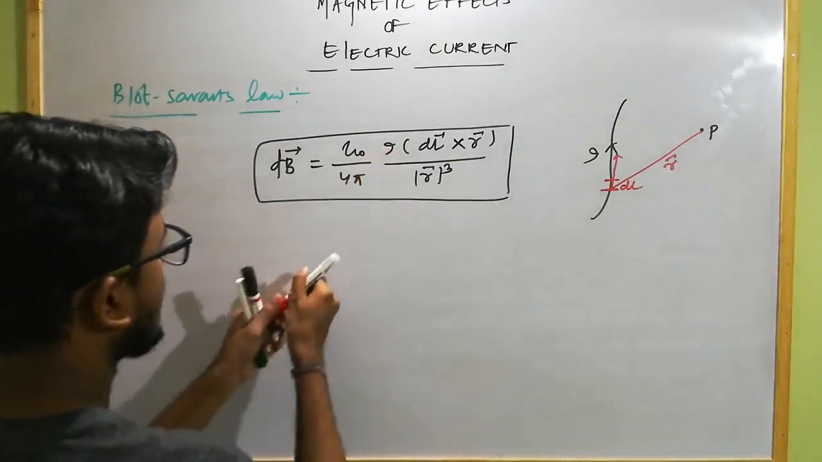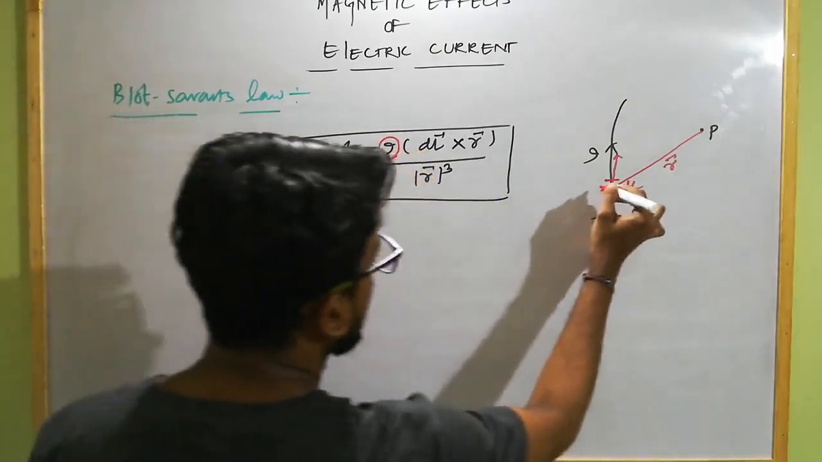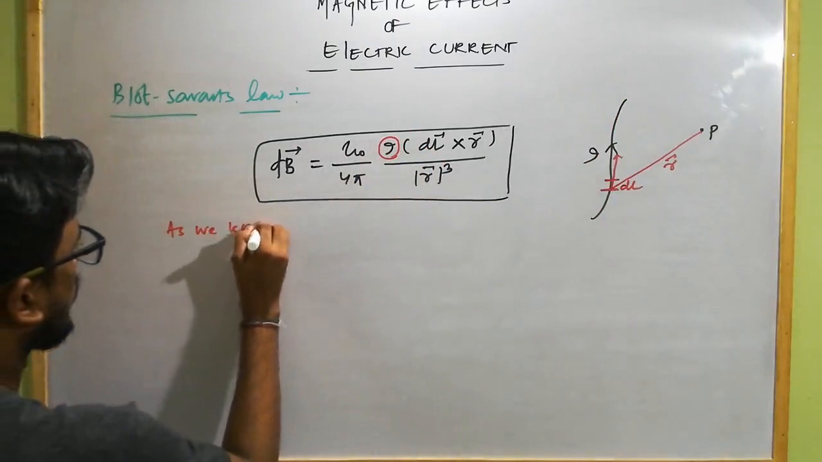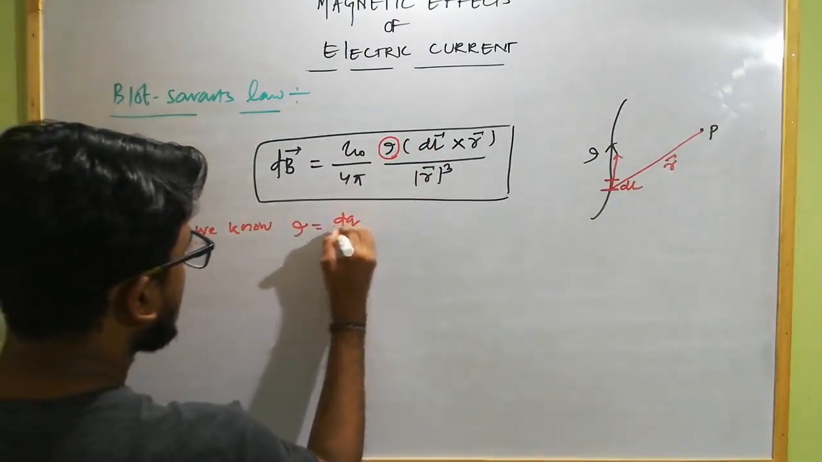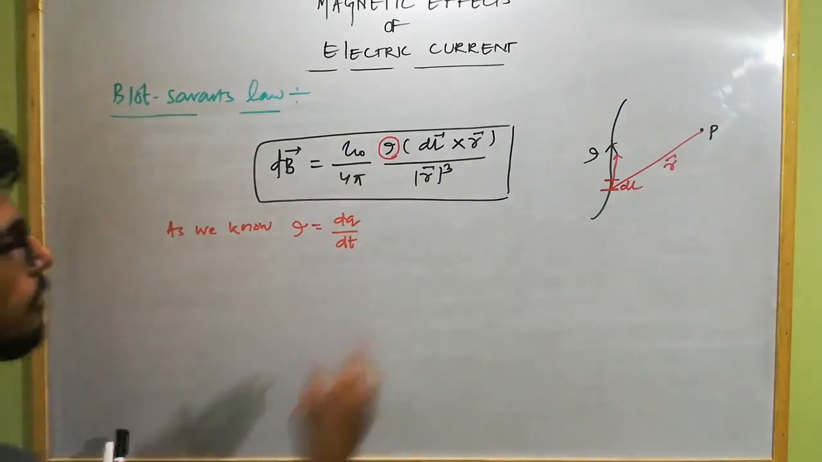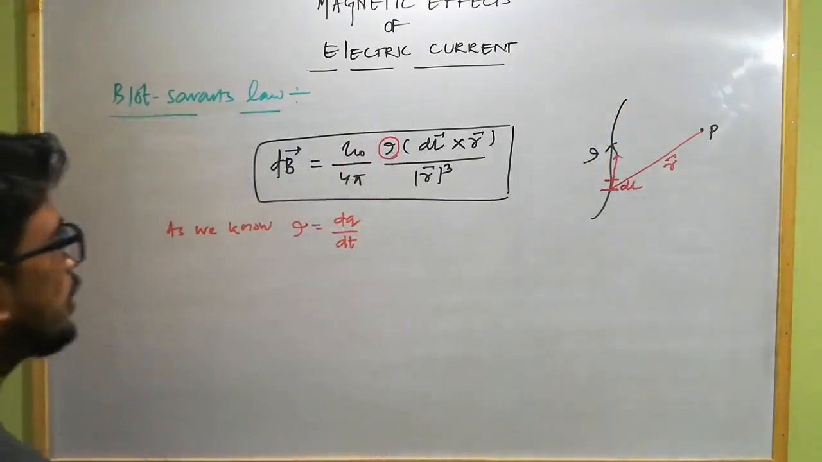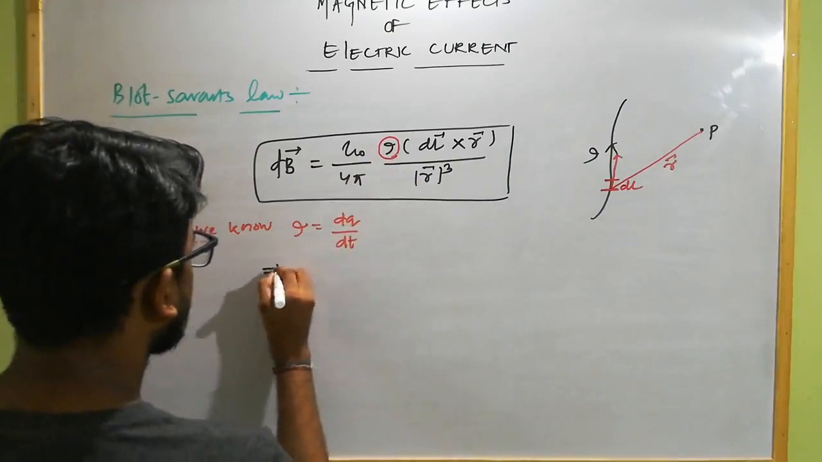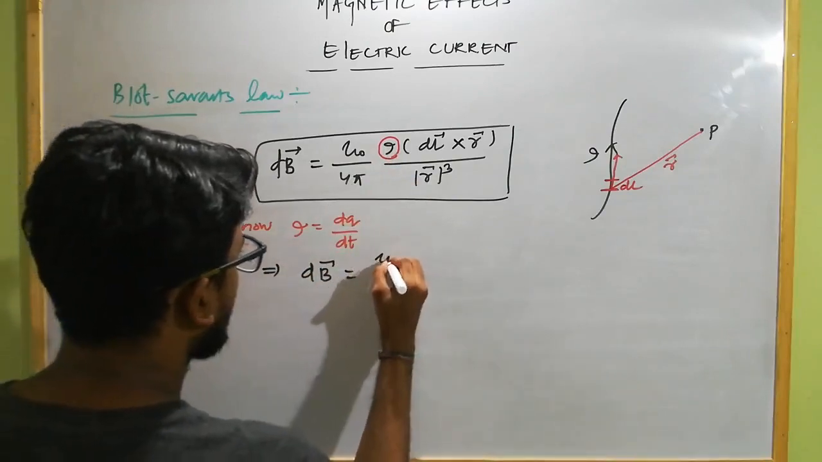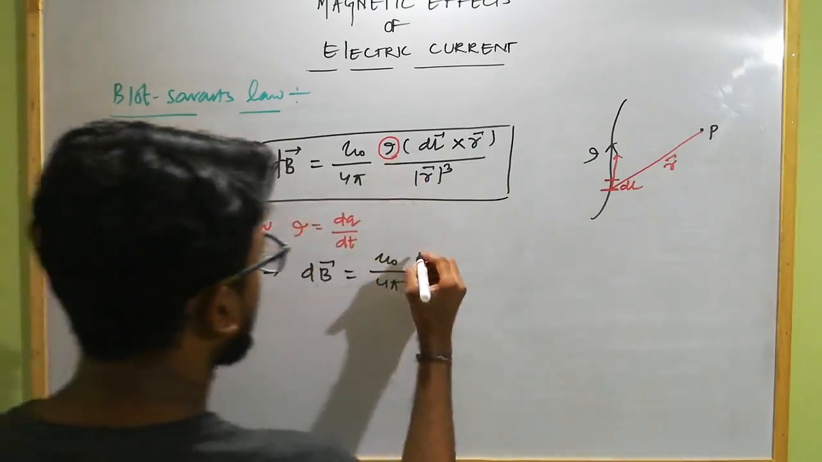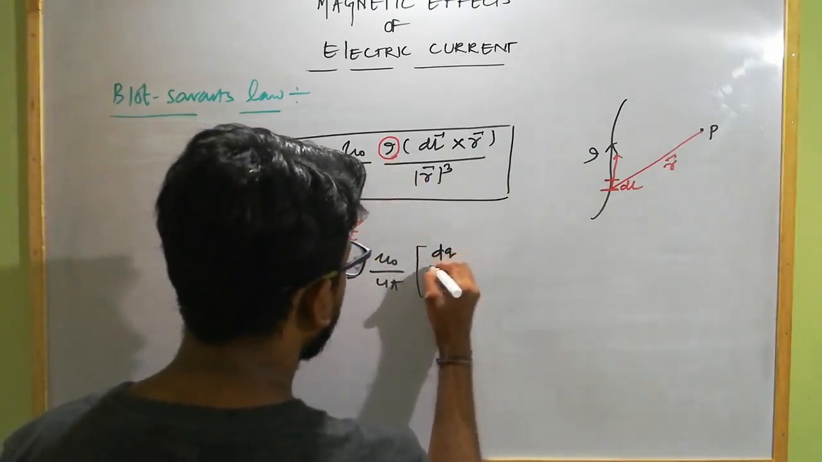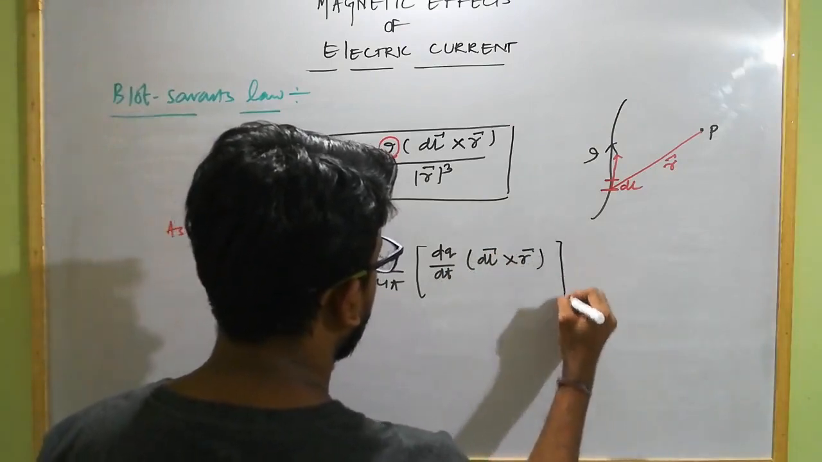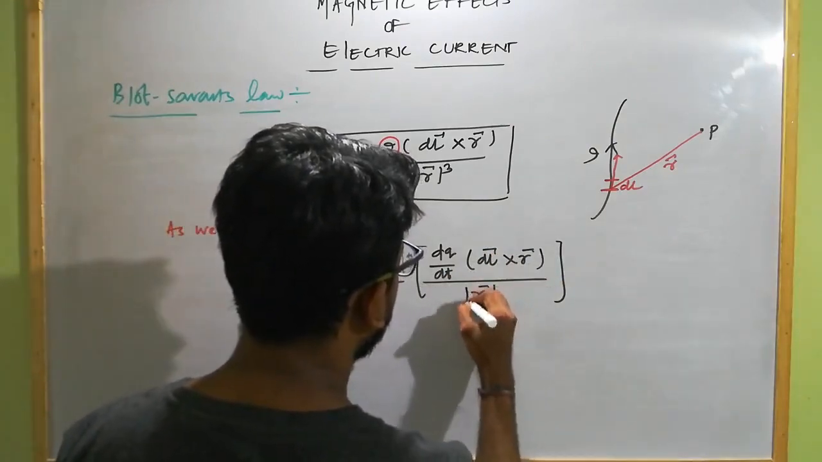Here, this is I, that means the current I flowing through this current carrying conductor. So I can be written, as we know, as dq by dt, the rate of charge flowing through this conductor per time. So in place of I, we can write dq by dt. So this expression can be written as dB vector equal to mu naught by 4 pi, in place of I we write dq by dt into dl vector cross r vector divided by r vector mod cube.